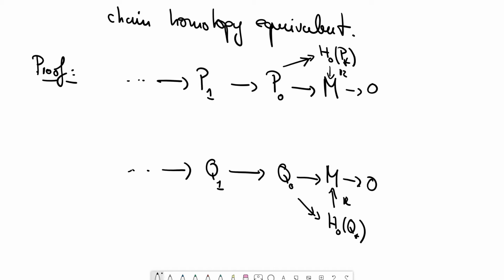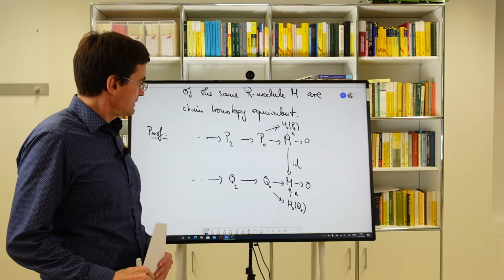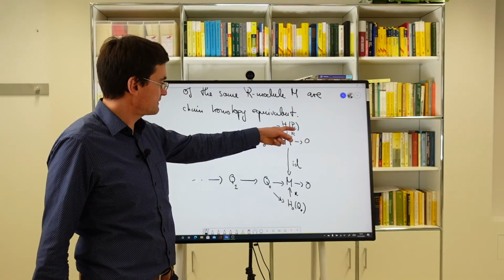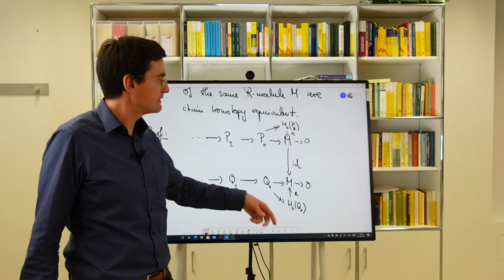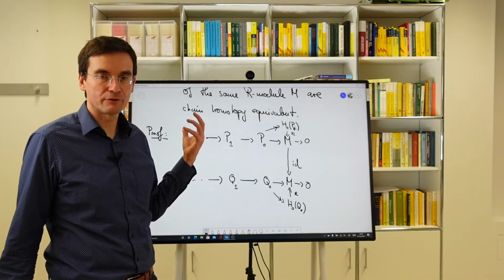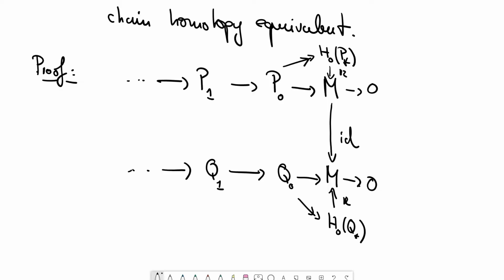Now, first of all, you want a chain map from P star to Q star. And this is given by the identity. So you look at the identity, and then composing it with this isomorphism, you get a map from H0 P star to H0 Q star. The fundamental theorem tells us that such a homomorphism comes from a chain homotopy class of chain maps. In particular, it comes from a chain map. And that chain map we call F.